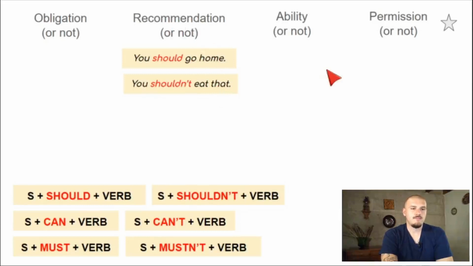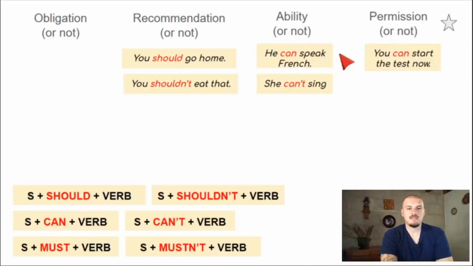Can is an ability or not. For example, he can speak French or she can't sing. Él puede hablar francés. Ella no puede cantar. Can is also used for permission. For example, you can start the test now. Puedes empezar la prueba ahora. Or you can't park there. No puedes estacionarte ahí. Okay, so can and can't are used for ability and they're used for permission.